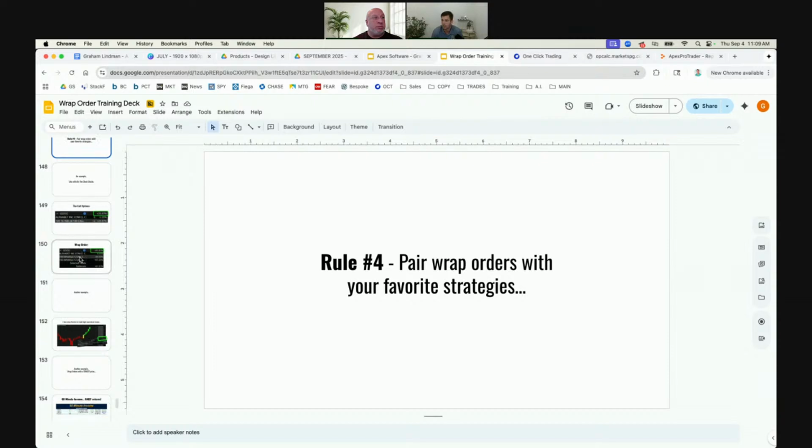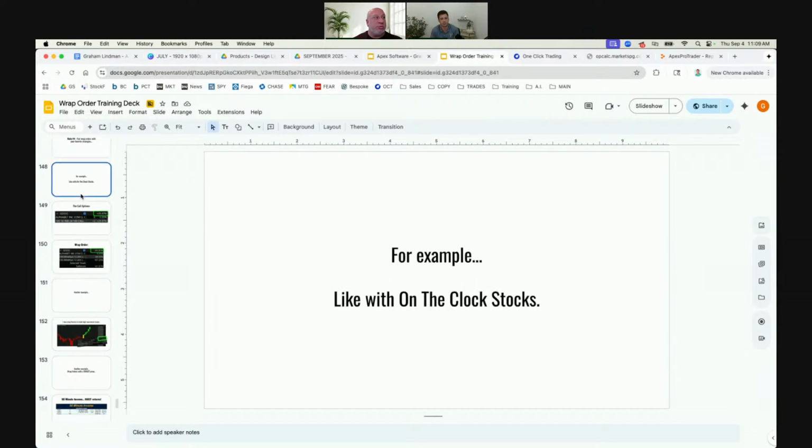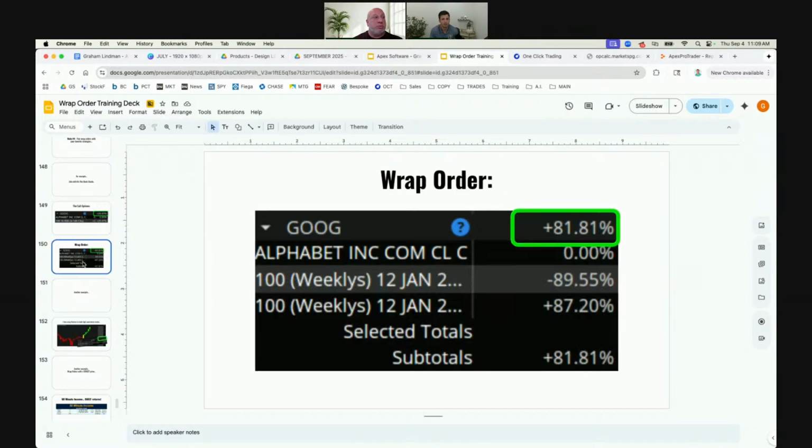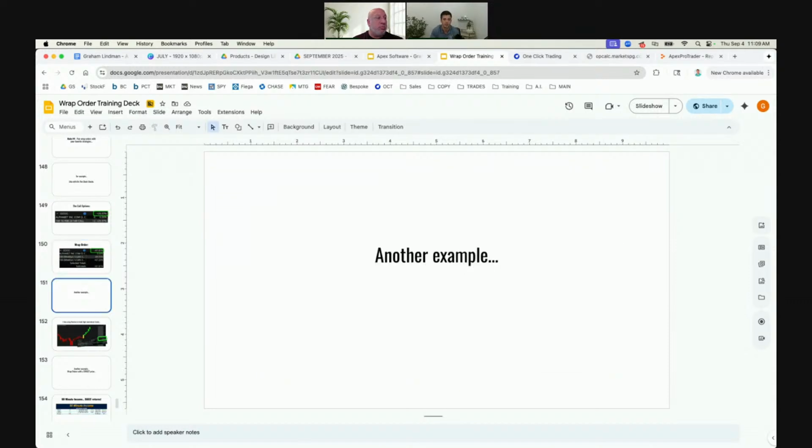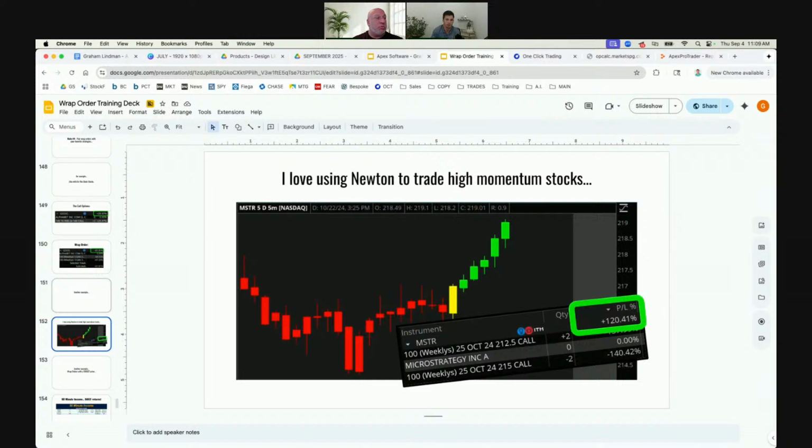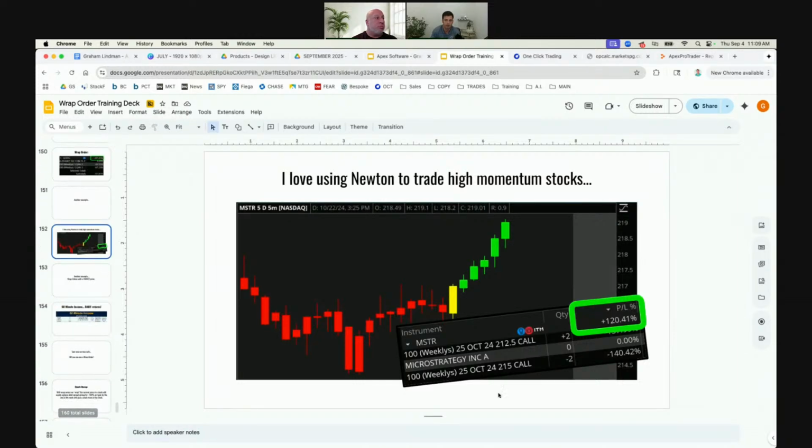Another rule, pair wrap orders with your favorite strategies. For example, like on the clock stocks, when the call options did good, the wrap orders did better. So again, this is an application for your underlying strategy. The wrap order is not a strategy itself. It's a way to leverage the returns on your underlying strategy. Another example, Newton. I use it with Newton all the time. Here's a trade I had on MicroStrategy using a wrap order.